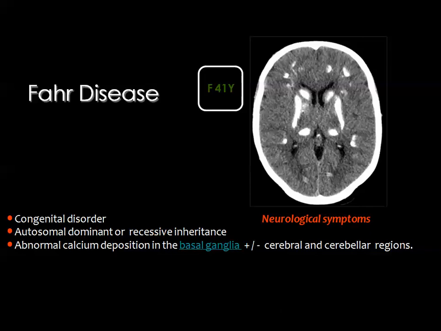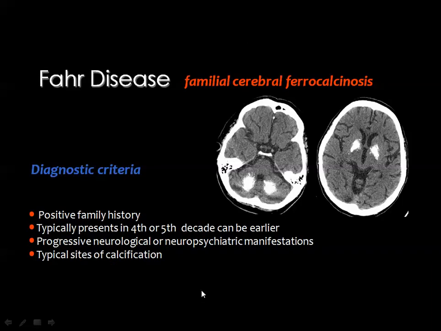Then we came to Fahr disease, and this is a congenital disorder which may appear as an autosomal dominant or recessive inheritance. The main feature of this disease is the bilateral symmetrical calcification of the basal ganglia, which may affect also the cerebral and the cerebellar regions. Then the diagnostic criteria will include: this is a familial disease, and there should be a positive family history, and the presentation is in the fourth or the fifth decades, or maybe earlier.